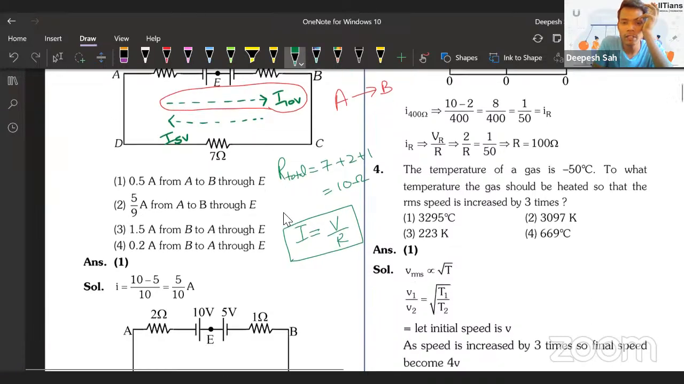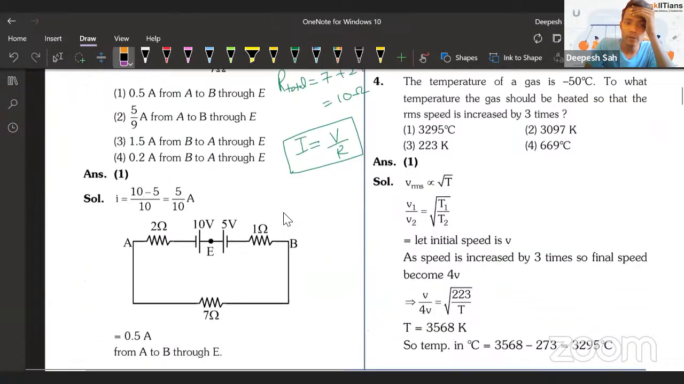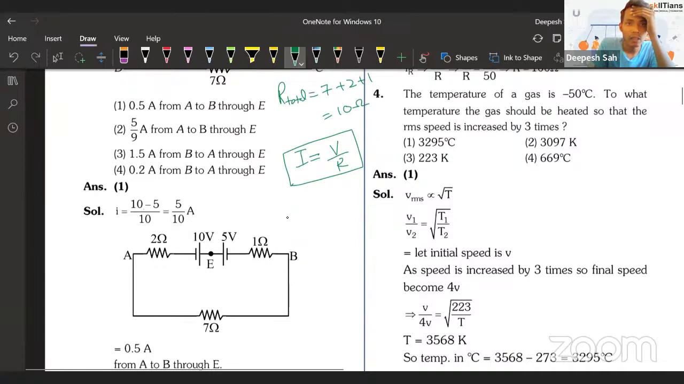And voltage is equal to 10 minus 5, because when two batteries are placed opposite to one another, positive with positive, negative with negative, they kind of cancel out each other. So 10 minus 5 divided by 10, which is 5 by 10. So without a doubt, the answer will be 0.5. The final answer is 0.5 ampere of current from A to B through E.